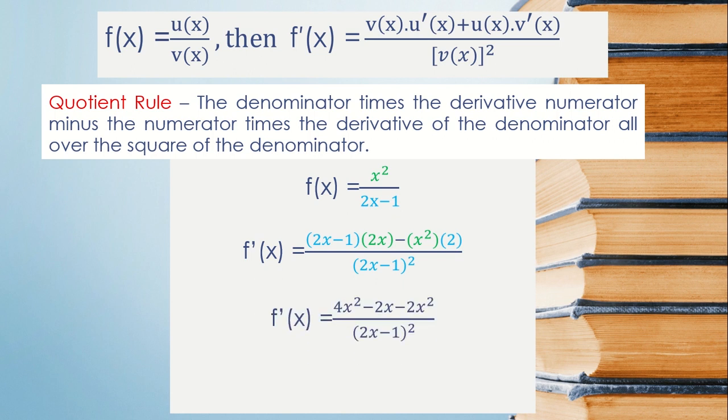Simplifying this one, distribute lang yung 2x. So, it becomes 4x squared minus 2x minus 2x squared. And then we combine like terms. Okay. So, we have 2x squared minus 2x over 2x minus 1 raised to 2. And that would be our final answer. Okay? Again, if you have questions, just comment below.